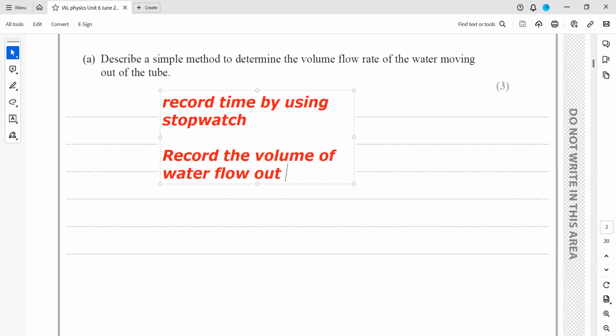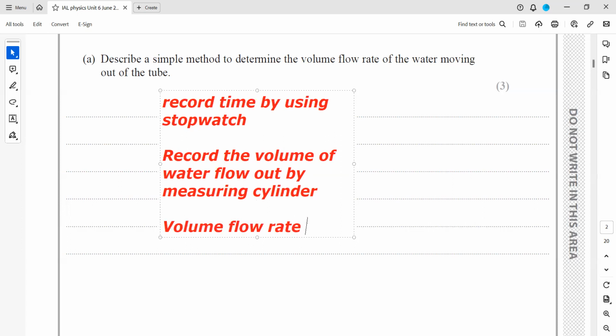How can we measure the volume of water which will flow out? We can place a measuring cylinder there or we can place a beaker there. And then the volume flow rate will be calculated. 1 mark is for writing a formula. Volume flow rate is the volume of the water which flows out divided by time. So we'll know how much volume of water will flow every second.